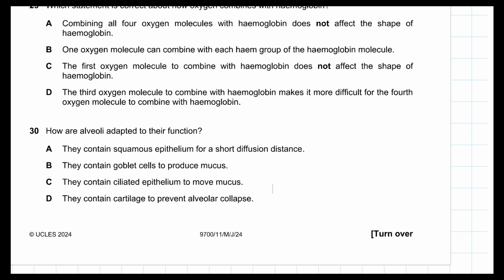Question number 29. Which statement is correct about how oxygen combines with hemoglobin? So, when oxygen combines with hemoglobin, this forms oxyhemoglobin. And there's something called an allosteric effect.